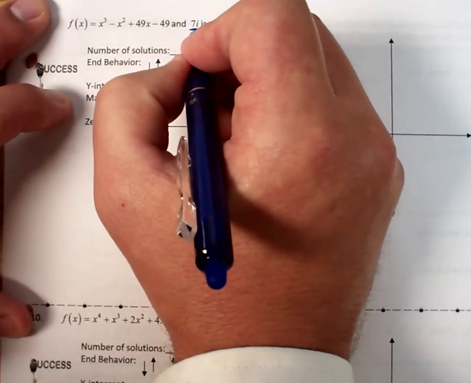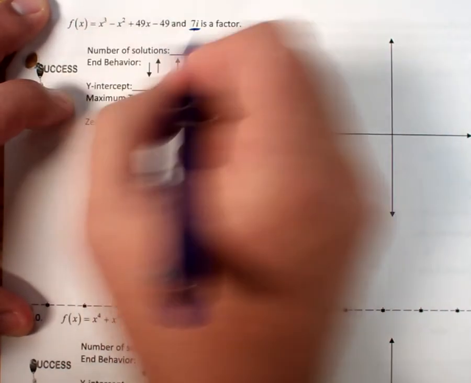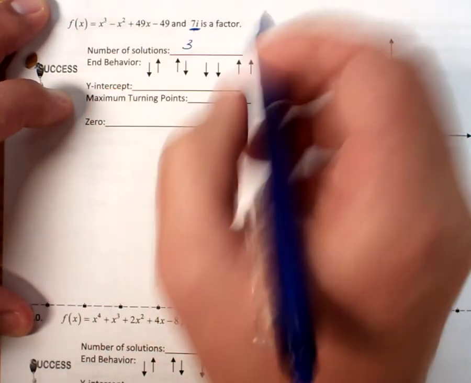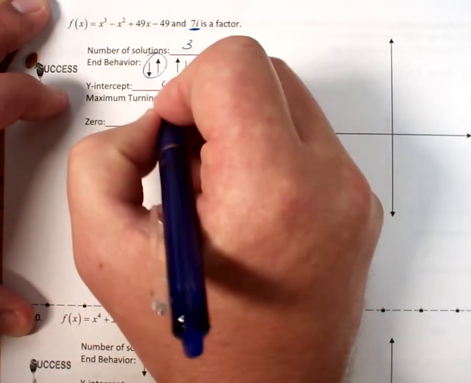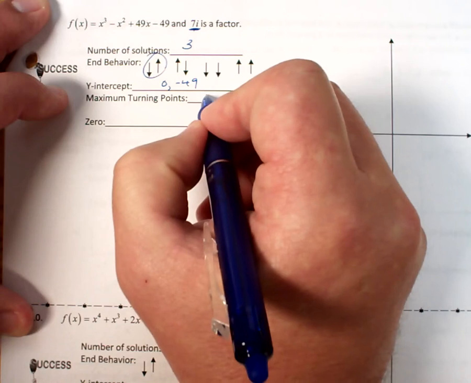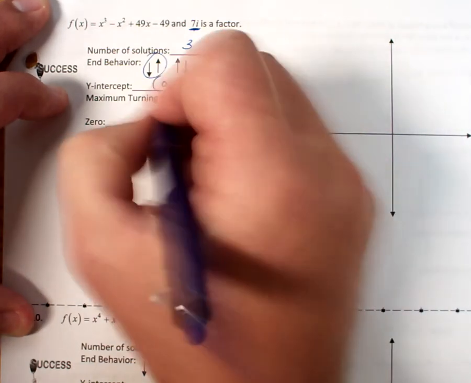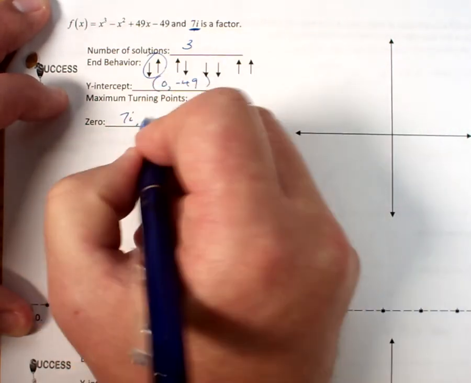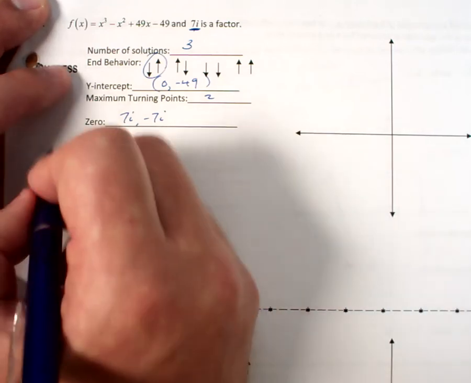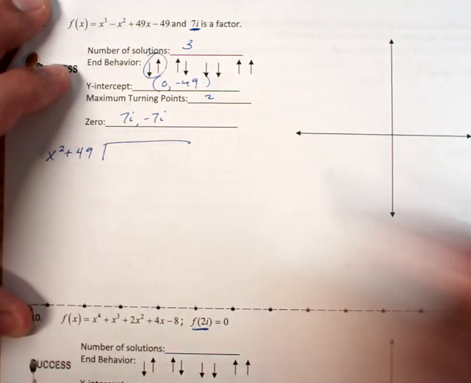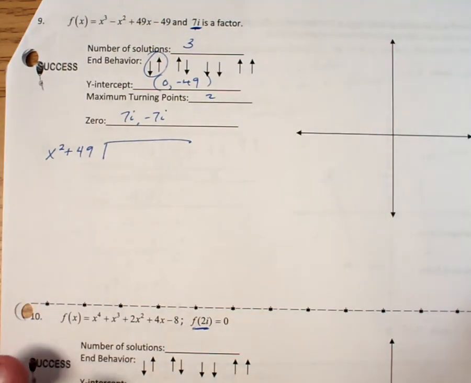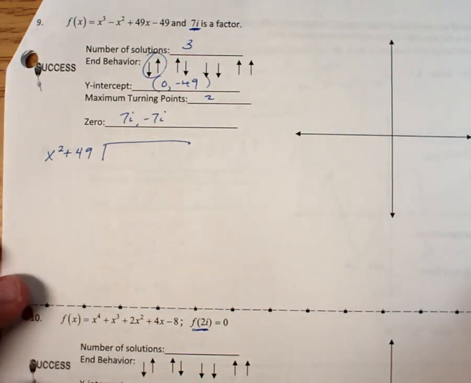Again, 7i is a factor. How'd you do this? Did you use synthetic or did you long divide here? Because I would have down and up, 0, -49. Number of turning points is 2. 7i, -7i. You could have long divided by x squared plus 49. That's the factor associated with plus and minus 7i.